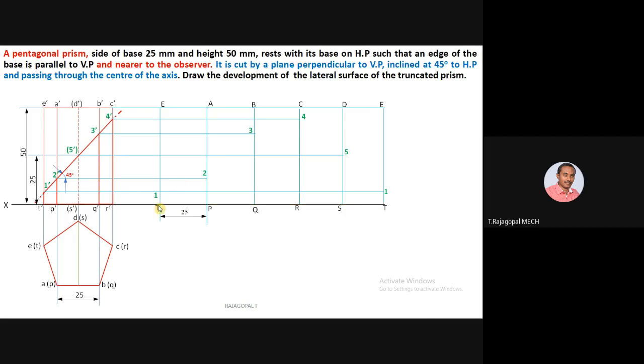Now you can join the remaining points. 1 to 2, 2 to 3. Use a scale to join 3 to 4, 4 to 5, 5 to 1.